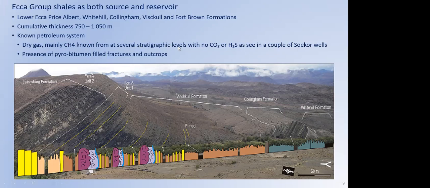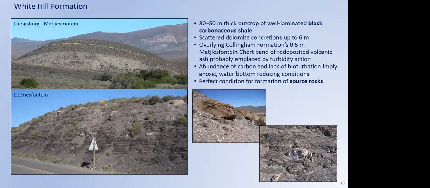It's mainly methane, and it can come from several strata levels. I'll show you that. What is quite key, it's got low CO2 and H2O. Right. A quick snap of outcrops, and again in the Laingsburg, Matjiesfontein, Loeriesfontein. So just this whitish portion is actually the White Hill, and then sitting above it is the Collingham with the Matjiesfontein chert. But we are focused on a 30 to 50 meter outcrop of well laminated black carbonaceous shales.